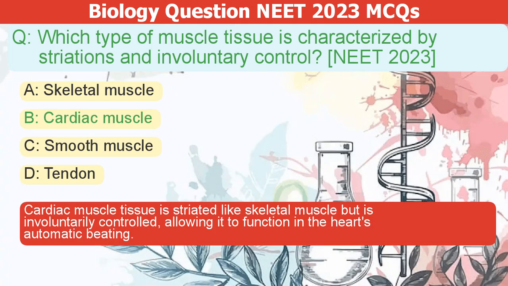The correct answer is B. Cardiac muscle tissue is striated like skeletal muscle but is involuntarily controlled, allowing it to function in the heart's automatic beating.